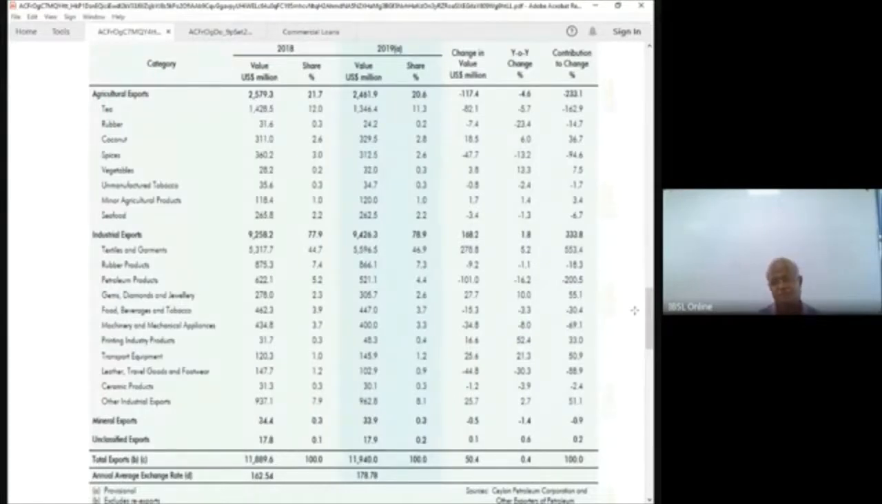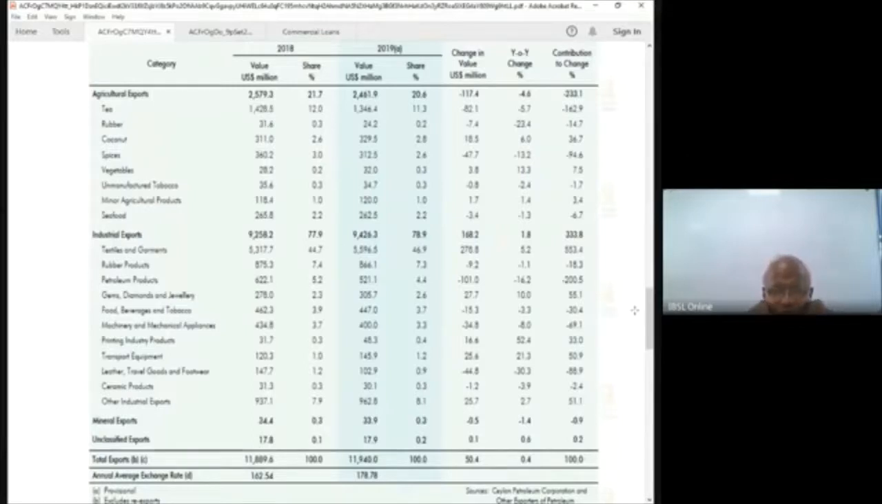Industrial exports. What are the items? Industrial exports is the biggest item. Of the overall exports, industrial exports dominate, and in this, textile still dominates. Of the industrial exports, textile is the highest, giant. Textile and garments, right? Then rubber products, petroleum products, gems and diamonds, jewelry exports, 305 million.